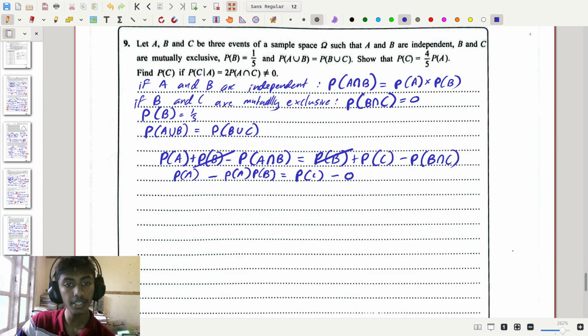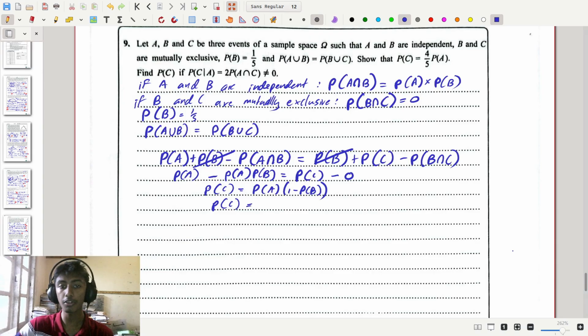Now here we can see if we factorize out the probability of A, we're going to have 1 minus the probability of B. So therefore, probability of C, which is what we want, is equal to probability of A times 1 minus the probability of B, and the probability of B we do know. From above we can see it's 1/5. So therefore P of C is equal to the probability of A times 1 minus a fifth, which is 4/5 of P of A. And therefore we've proven the first part of the question quite easily, and we've shown that probability of C occurring is 4/5 of the probability of A occurring.